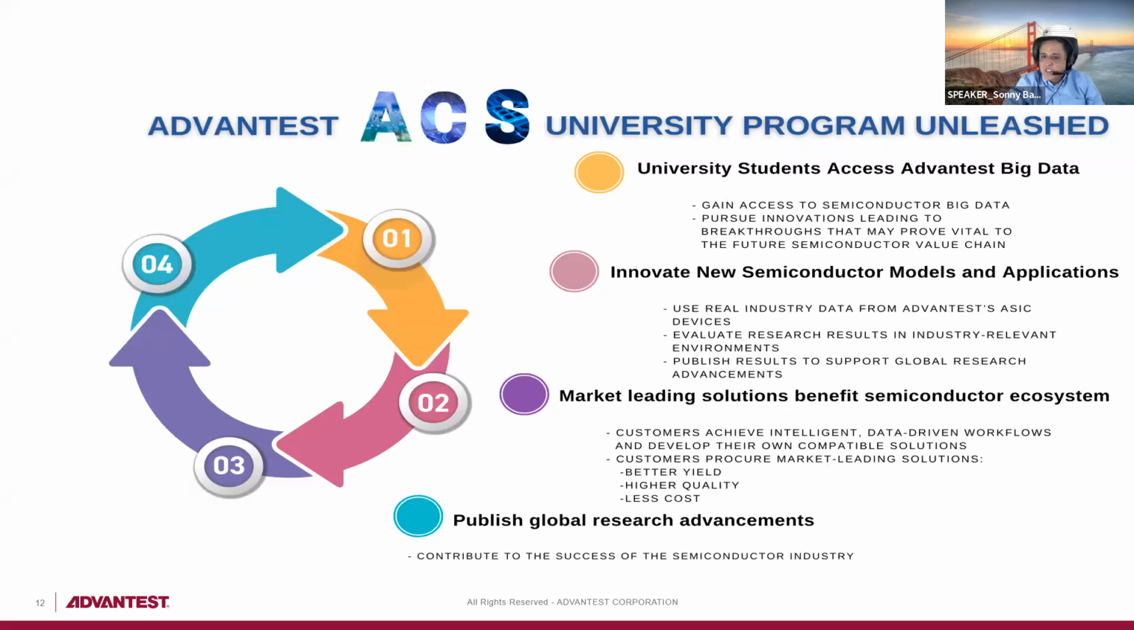So again, this is just another slide on what the ACS University Program is. It's about giving access to big data to the students, innovating new models and applications, and having these solutions then benefit the ecosystem, and publishing these advancements, with institutions like CASPA, for instance, which has a focus on partnering as well. I think those are things we can continue to partner on to make sure that this really gets the visibility. And this is something which benefits the industry overall, not just Advantest or any particular company.